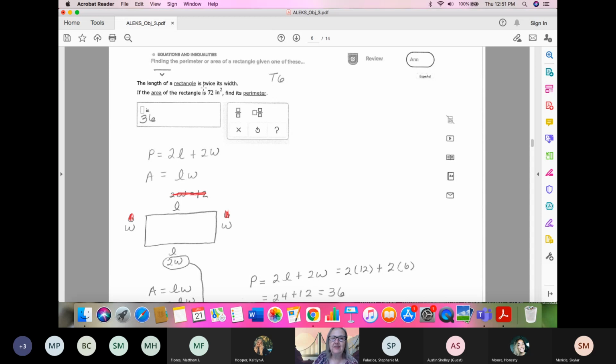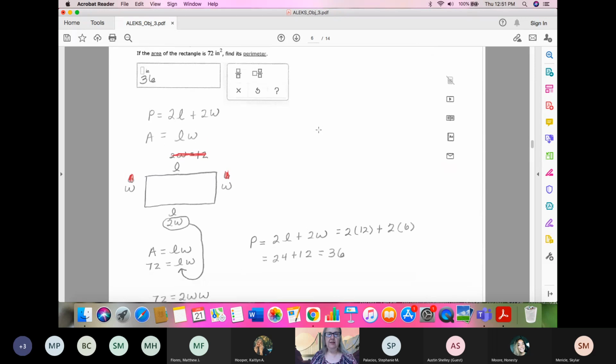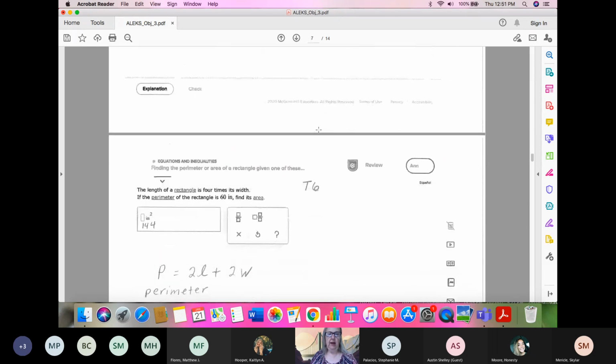word is. The length of a rectangle is. That means equal. The word is means equal. So the length of a rectangle is twice its width. That means the length of a rectangle is the same as twice its width. Does that make sense? Yes. Okay. Any other questions on this particular problem? So let's go on. And instead of finding its perimeter this time, let's find the area of a rectangle.